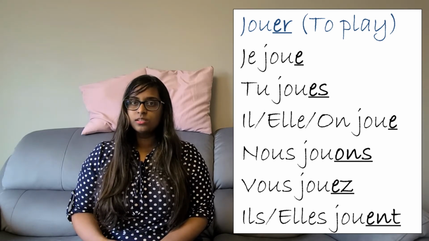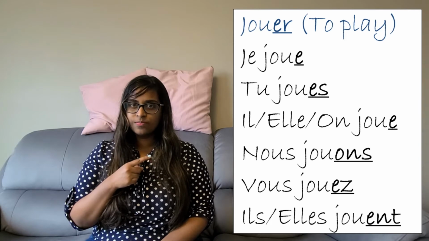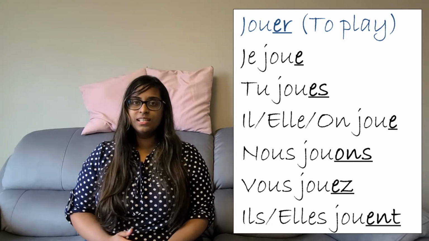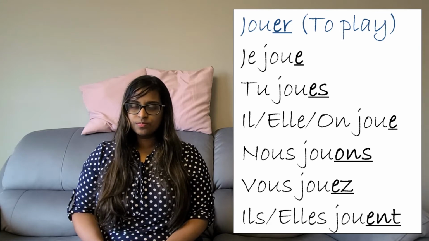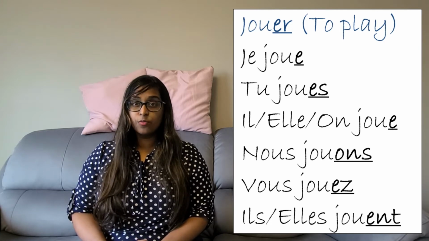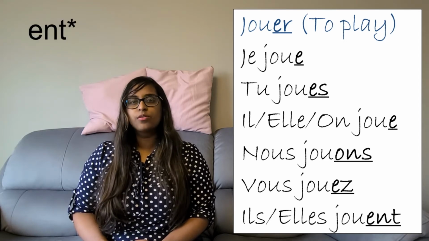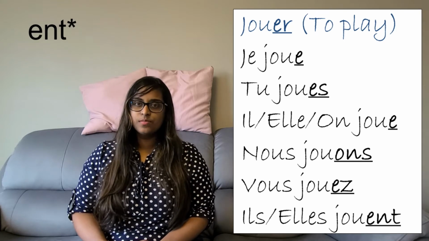replaced it with E for je, ES for tu, E for il, elle, on, ONS for nous, EZ for vous, and ENT for ils, elles, plural. The same rule applies for every other verb ending in ER, so every other group 1 verb, except of course aller that we talked about earlier because it's an exception.